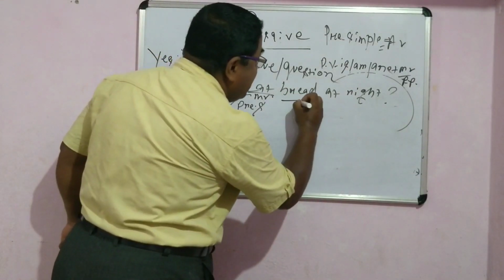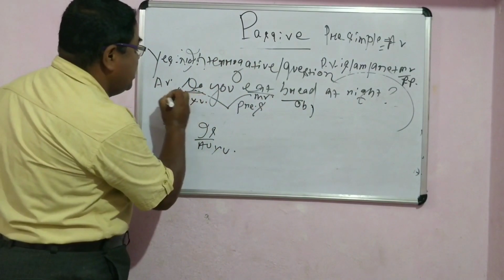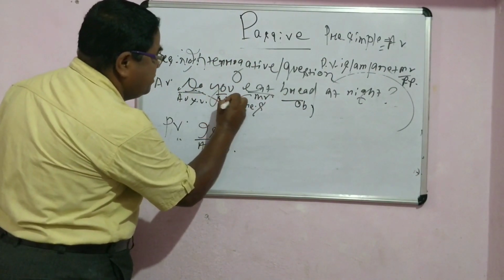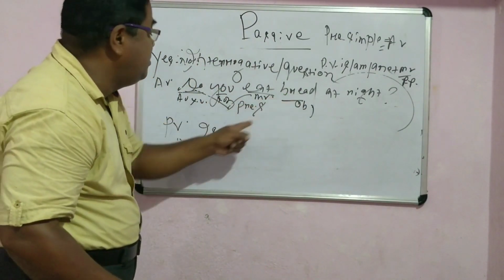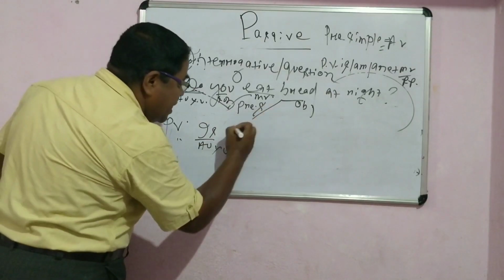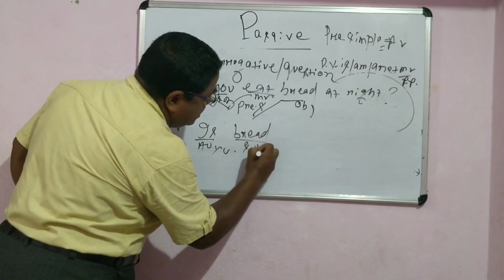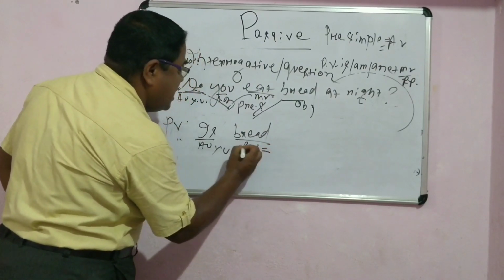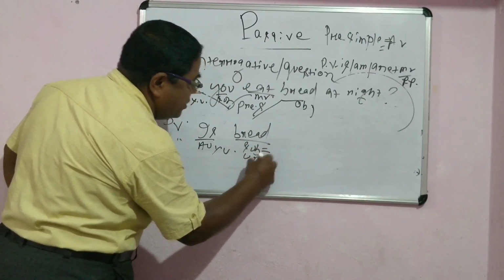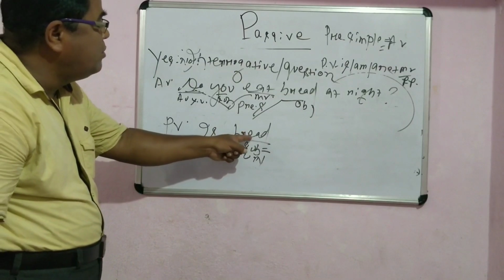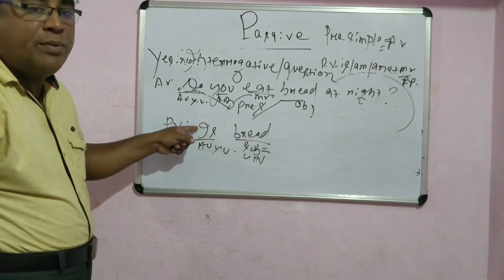Remember, here bread is the object. Here you is the subject. I have already told you, your object becomes the subject. So here bread is the subject, and bread is also an uncountable noun. And always remember, an uncountable noun takes a singular verb.